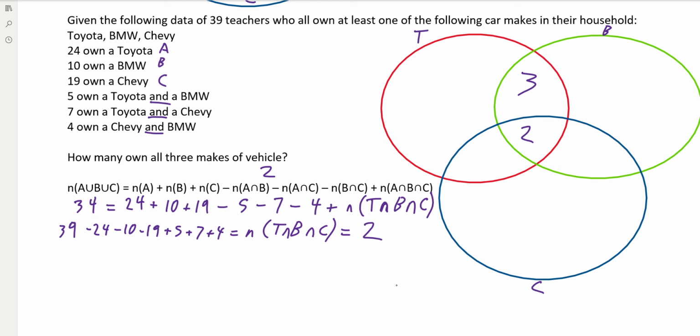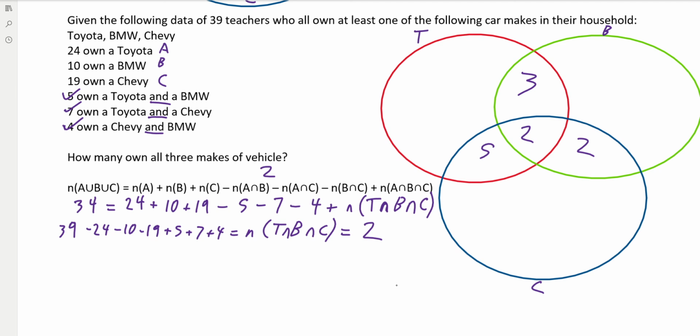All right. Next we have Chevy and BMW is 4, so there should be a 2 here. Toyota and Chevy is 7, so there should be a 5, since 5 plus 2 is 7. So we're just doing 7 minus 2, or 4 minus 2, or 5 minus 2, depending on the part.